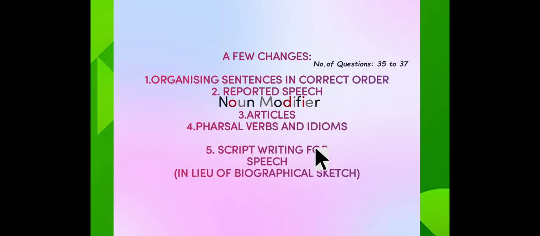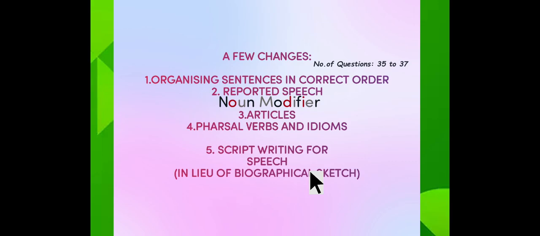And with regard to section C, creative writing, we also have script writing for speech in the place of biographical sketch. The remaining discourses and remaining writing items are incorporated in the same manner as the previous model paper blueprint.